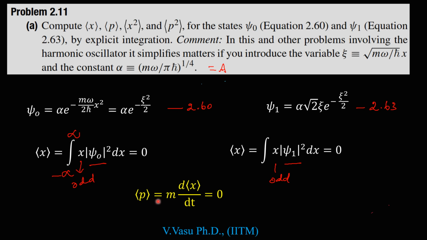What about the expectation value of momentum? By definition, the expectation value of momentum is m times the time derivative of the expectation value of x, which is equal to 0, because the expectation value of x is 0. As I said, this problem consists of three parts. We will solve them one by one.